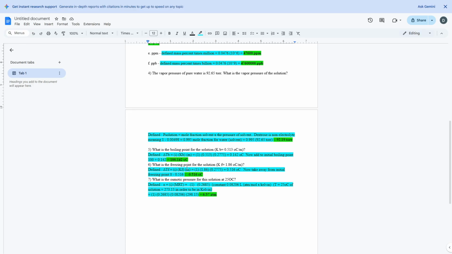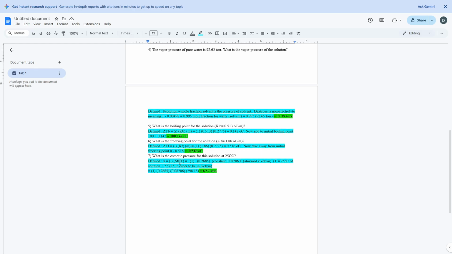Number 6, what is the freezing point of the solution? We have our similar formula, except we're going to use it to find the freezing point. So once again, plugging in the i, which is just 1, plugging in our constant, which is 1.86, and then plugging in our molality, we get the 0.516. But instead of adding it, now we're going to take away from the initial freezing point. And the initial freezing point of water is 0. So 0 minus our given number, it's negative 0.516 Celsius for the new freezing point.